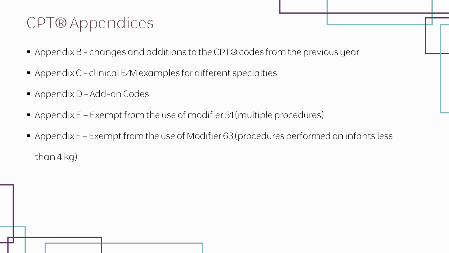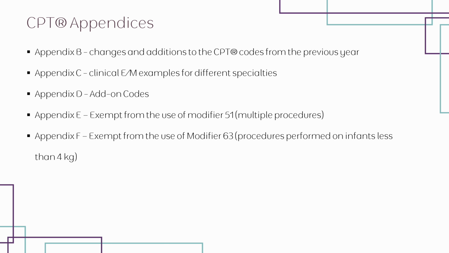Now, we also mentioned Appendix E earlier. This contains a summary of CPT codes that are exempt from the use of Modifier 51. Remember, Modifier 51 is typically used for multiple procedures. However, the codes that are listed here in Appendix E are identified as not requiring the use of this modifier, even when multiple procedures are performed.